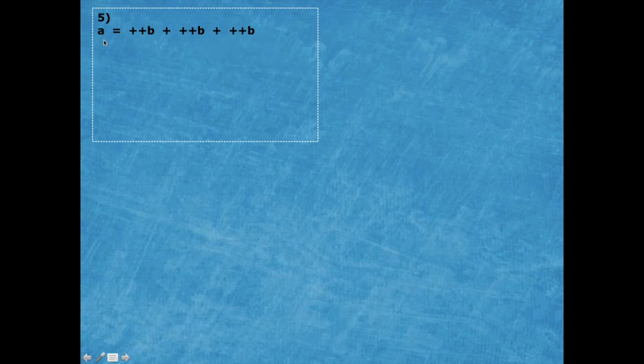In this expression, we have a equal to ++b + ++b + ++b. In my opinion, this is one of the best examples to understand the working of the increment and decrement operator. If you pay good attention to its working, you will definitely have no doubts. Okay, so let's start. Now in this entire statement, there are 3 categories of operators.